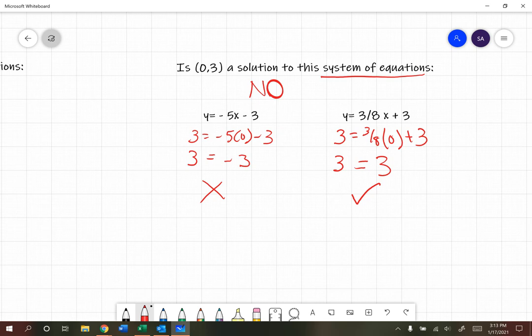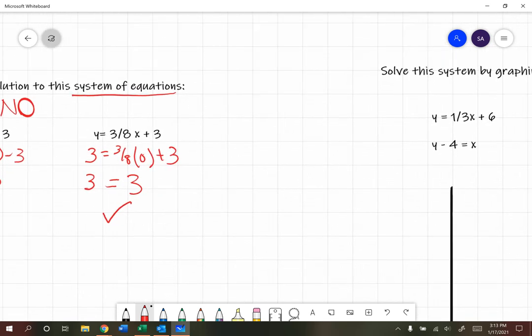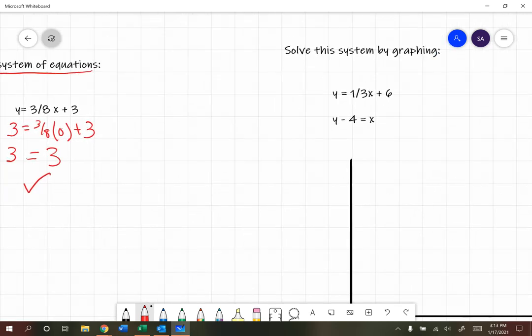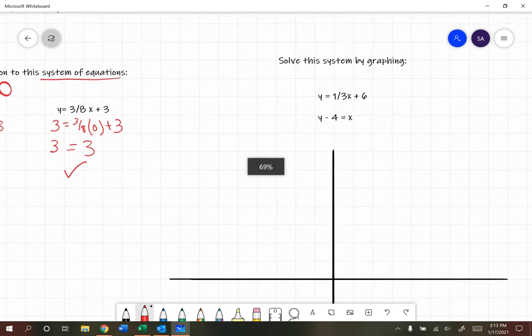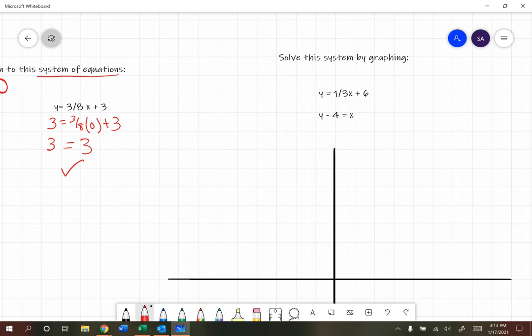Okay. So let's get into, well, how do I find those solutions if they don't just give them to me to plug in? So we're going to look at this first example. The nice thing about this is this first example is already in slope-intercept form. So I'm just going to use my quick and easy slope and y-intercept to graph this line.